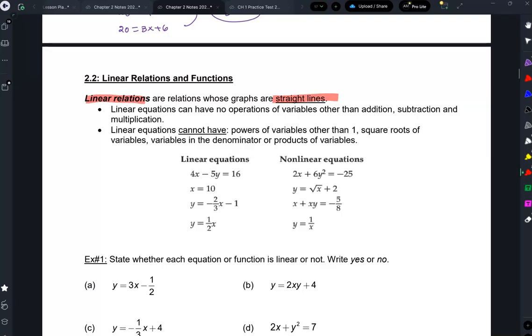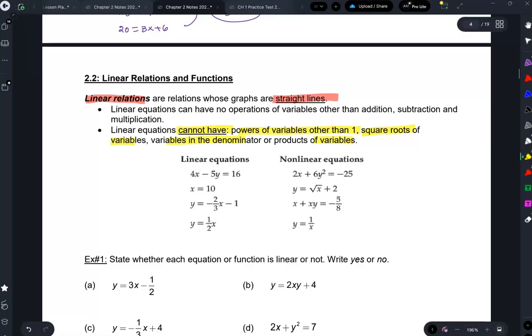Now, how can you tell if the function is linear? If it's a linear equation, it cannot have powers other than 1, square roots of variables, variables in the denominator, or products of variables. So look, all of these are linear equations, right, Elias? All of these. Okay, sit up.